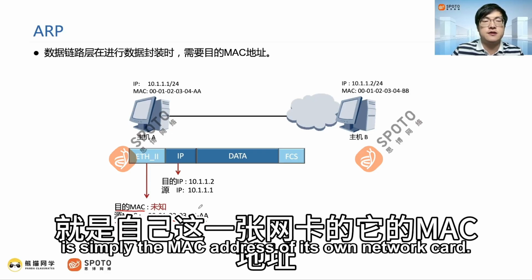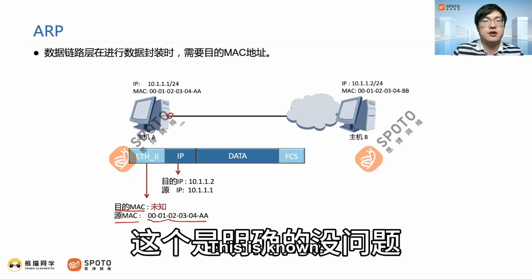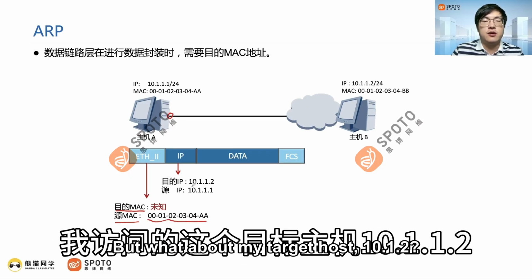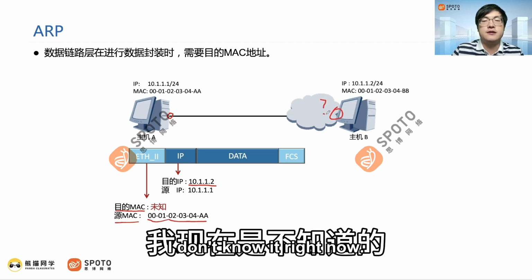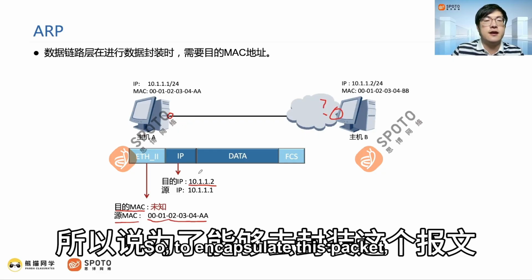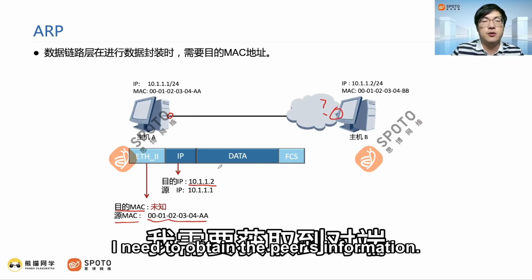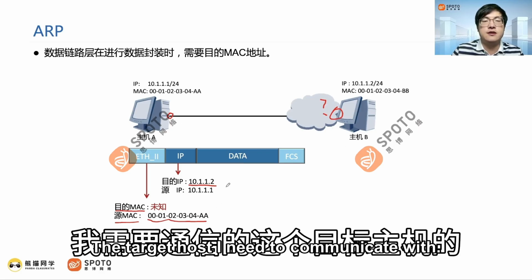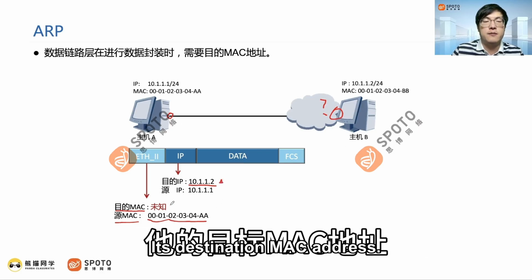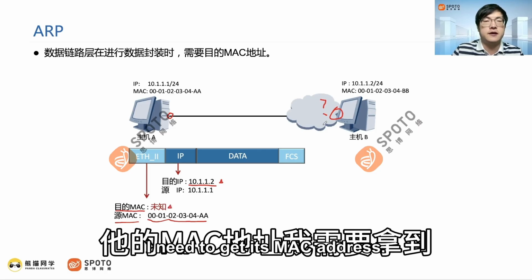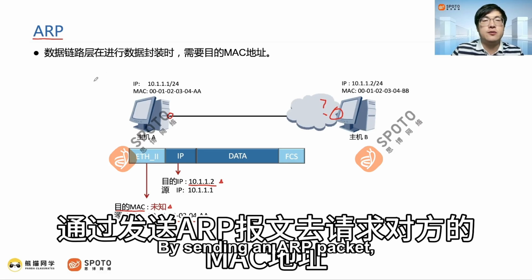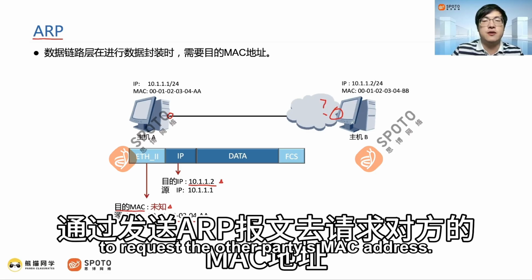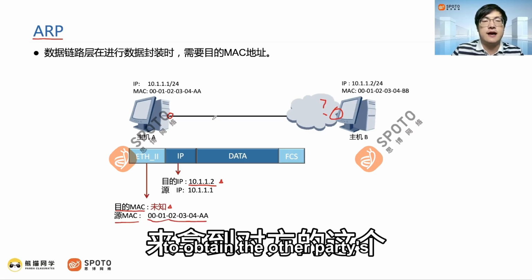The source MAC address is simply the MAC address of its own network card. This is known. But what about my target host, 10.1.2? This host, what is the MAC address of its network card? I don't know it right now. Right, so, to encapsulate this packet, I need to obtain the peer's information, the target host I need to communicate with, its destination MAC address. I need to get its MAC address. So, how do we get it? This is where ARP comes into play, by sending an ARP packet to request the other party's MAC address.